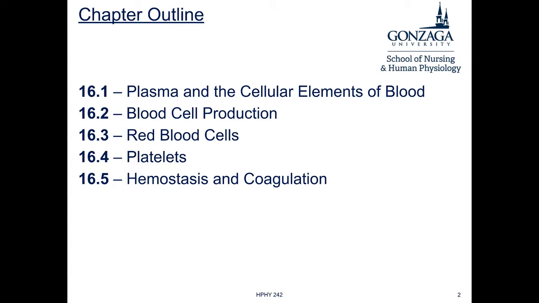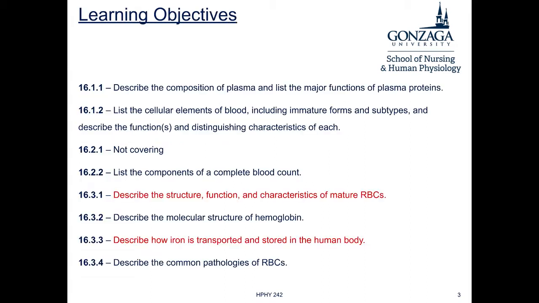This video is going to cover the plasma and cellular elements of blood. We'll go into light detail about how blood cells are produced, and then we will talk about red blood cells and finish the video on some disorders associated with red blood cells. In class, we will pick up with platelets and their role in hemostasis and coagulation.